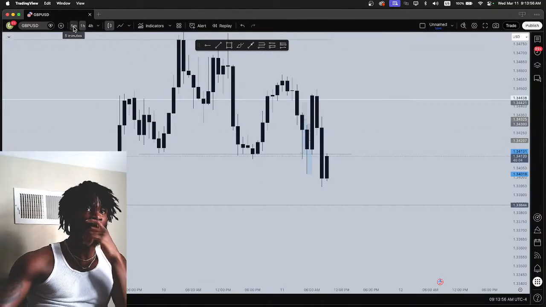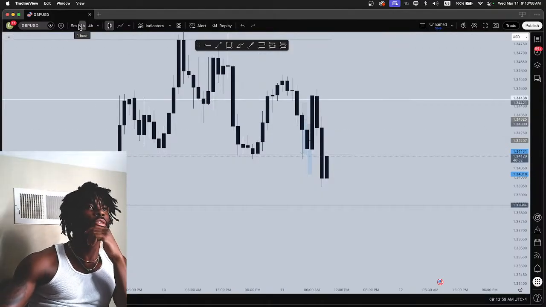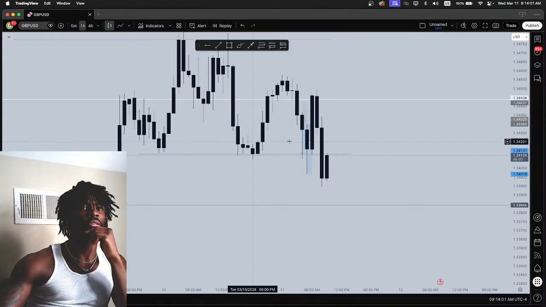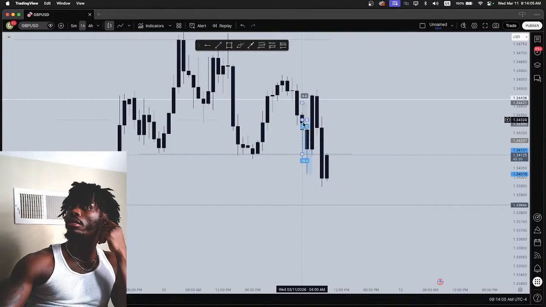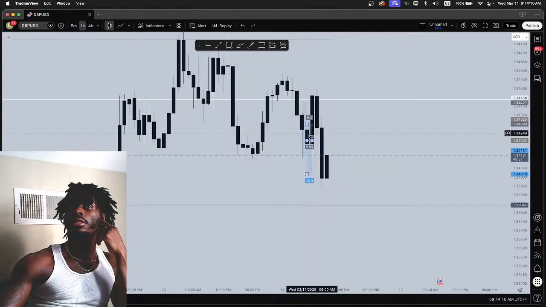So I'm going to spend my time on the 5 minute because I took a couple of trades. This one, I got stopped out at a 1 to 2 after being up at 1 to 3. This one, I took a loss.